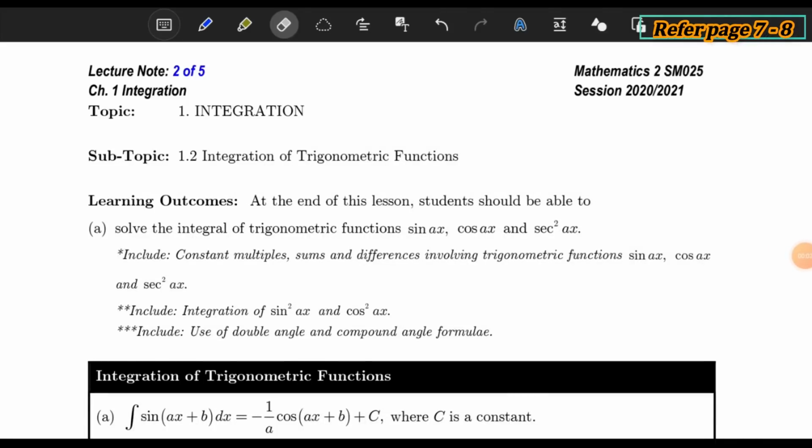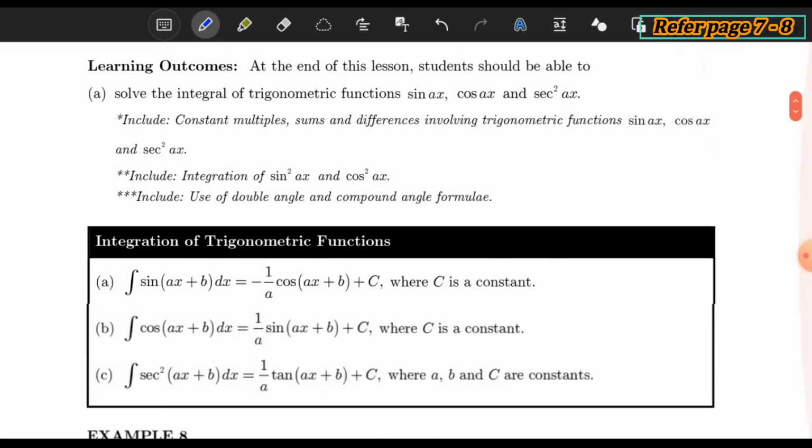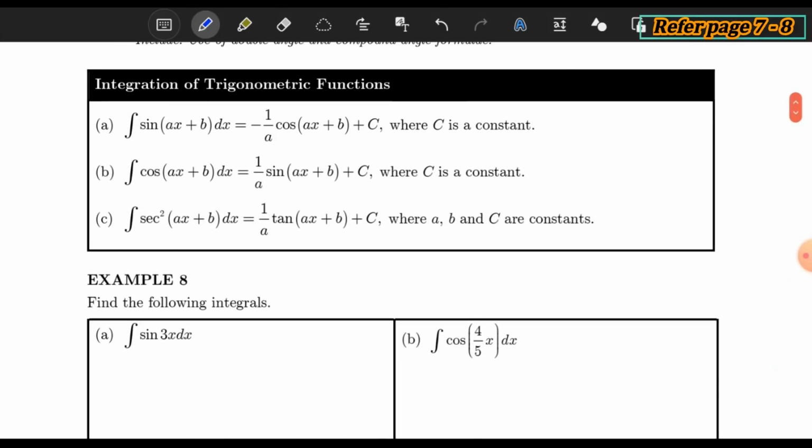Subtopic 1.2, Integration of Trigonometric Functions. At the end of this lesson, students should be able to solve the integral of trigonometric functions sin ax, cos ax, and secant squared ax. Integration of trigonometric functions.